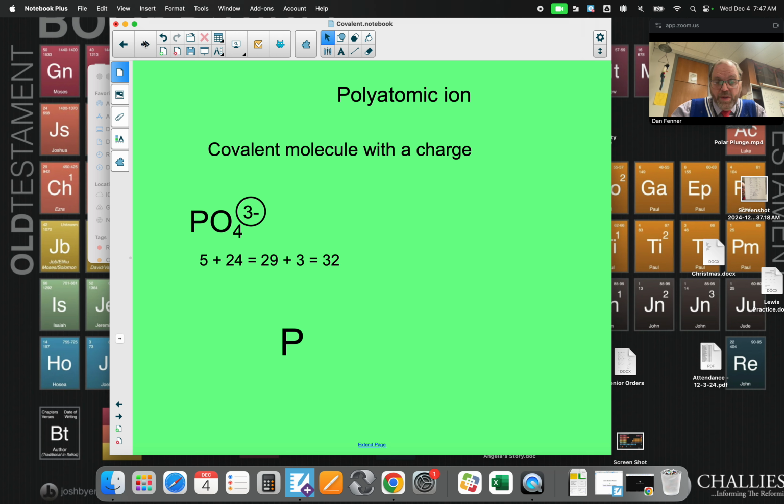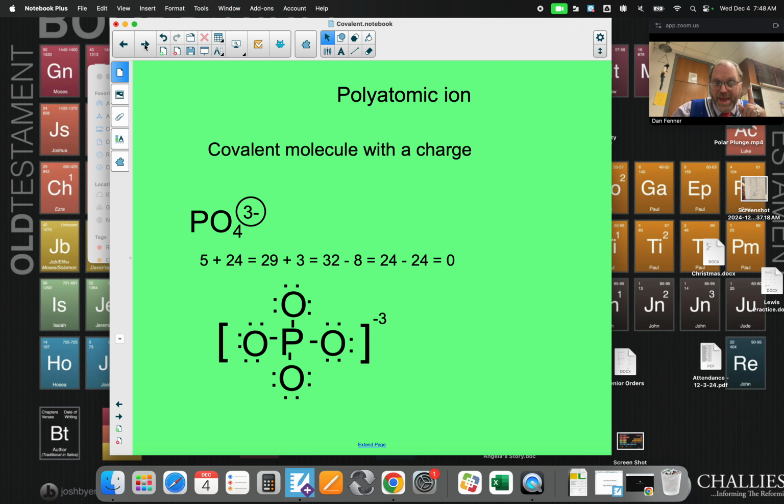Phosphorus is my center. Oxygens go around. 2 times 4, that's 8 electrons. Subtract that away, 24. 6 times 4, that's 24. They're all there. But remember, this is charged. This is Lewis, so we still have to have the brackets. And -3 or 3 negative, either is correct. That's a polyatomic.